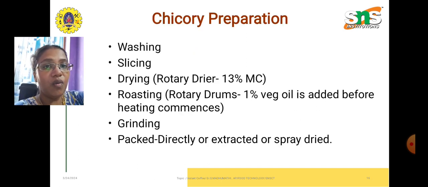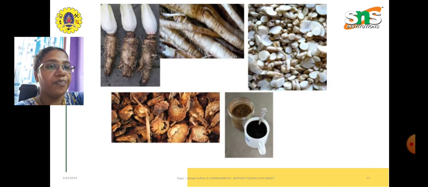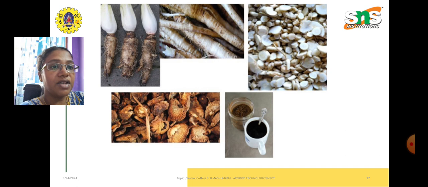Chicory preparation: how we prepare it is wash it, slice it, and dry it with a rotary dryer, bringing the moisture content to 13%, then roast it in rotary drums, with 1% of vegetable oil added before heating commences, then grinding and packing. So in this picture we can see the chicory, how it has been extracted, and the coffee beans.